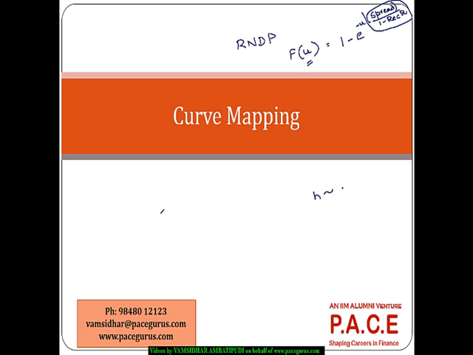Hazard rate is approximately equivalent to spread divided by 1 minus recovery rate. Right? Now, this is the most important aspect for us for this particular session. We have very clearly linked the risk neutral default probability to the credit spread associated with that particular counterparty.